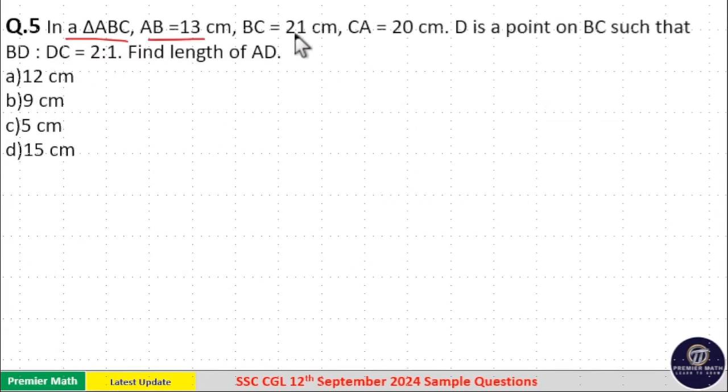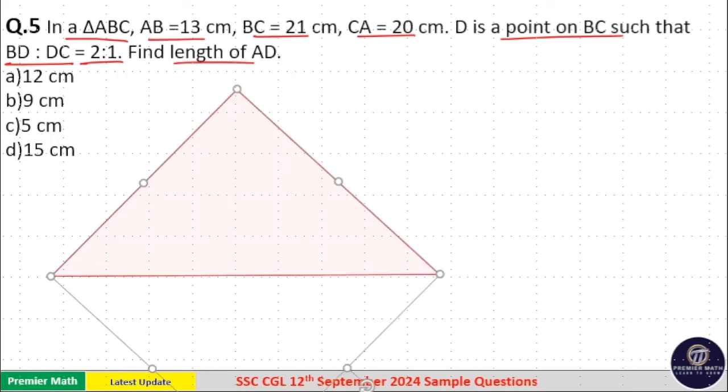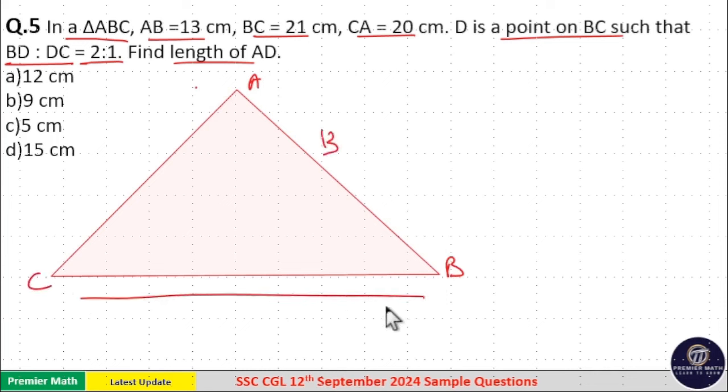In triangle ABC, AB is 13, BC is 21 and CA is 20. D is a point on BC such that BD is to DC is 2:1. Find the length of AD. Here this is the triangle ABC. Now AB is 13 and BC is 21 and CA is 20. And D is a point on BC with BD is to CD is in the ratio 2:1. That is 2 plus 1, 3 part is 21 means 1 part is equal to 7 and 2 part is equal to 14 centimeter. Now here we have to find out the length of AD.